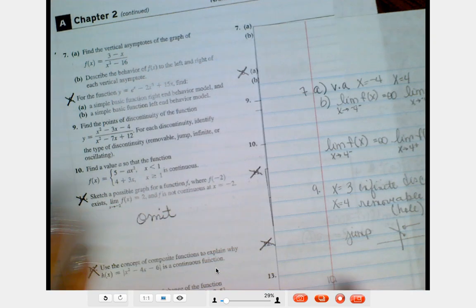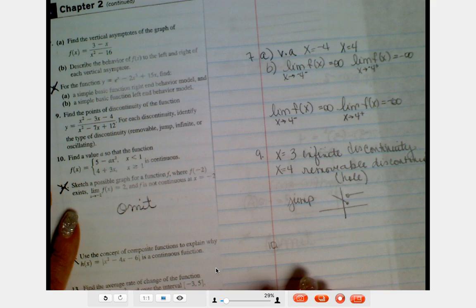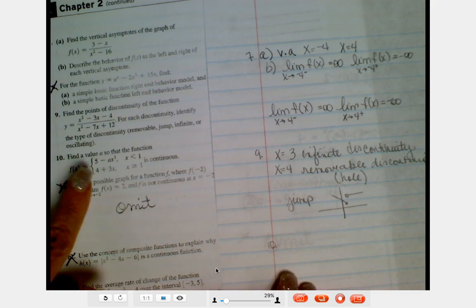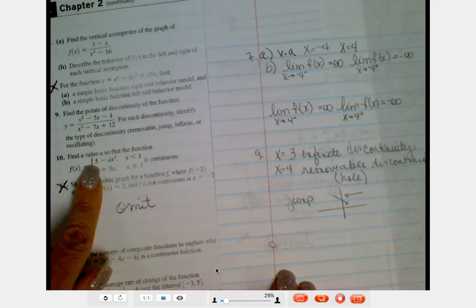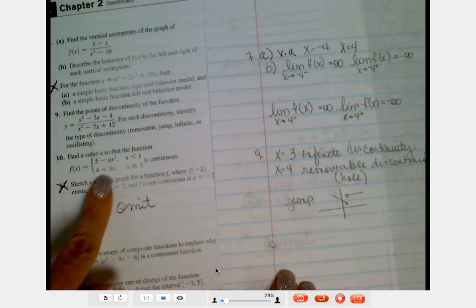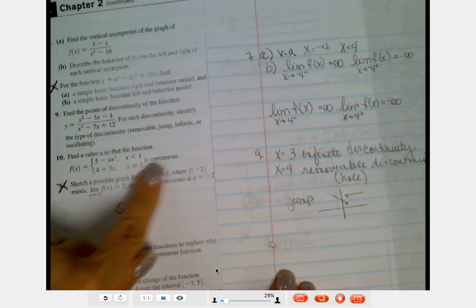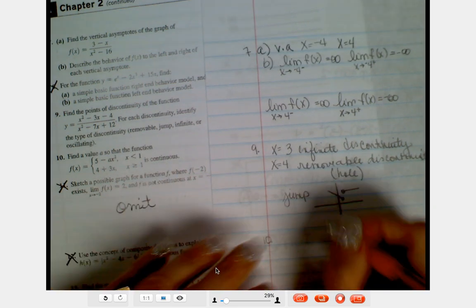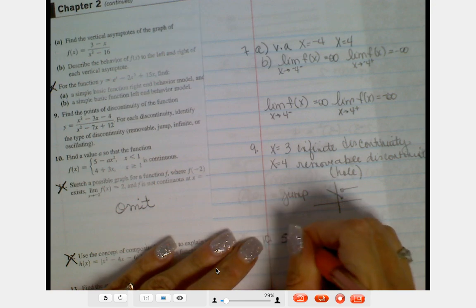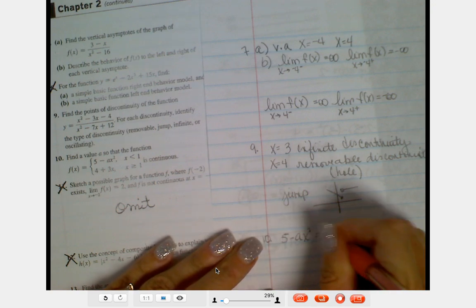Find a value. This is another one that we have not done in class, but it's extremely easy, so I felt like I could show you, and you should be able to do it. It says find a value of a so that the piecewise function f equals 5 minus ax squared for x less than 1 and 4 plus 3x for x greater than or equal to 1 is continuous. So here's all that you have to do. You set these two things equal because they have to come together to be continuous. They have to intersect, so in order to intersect, we set them equal.